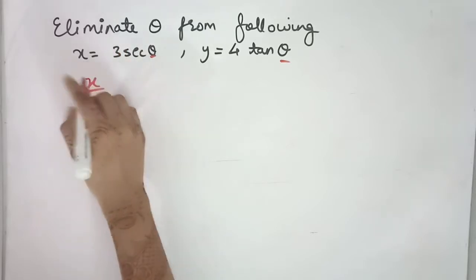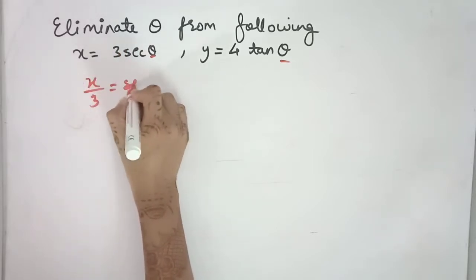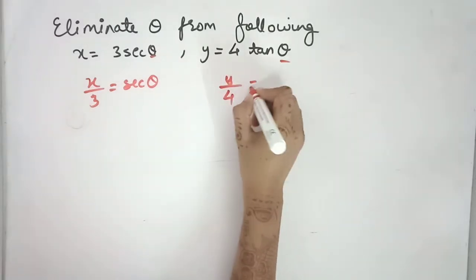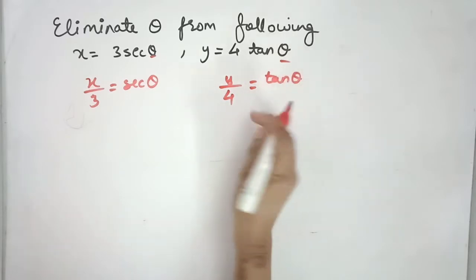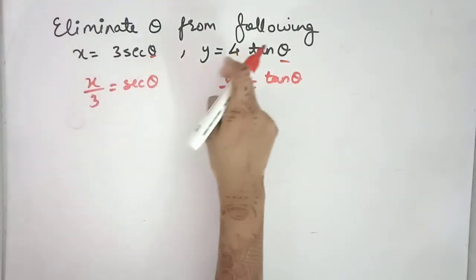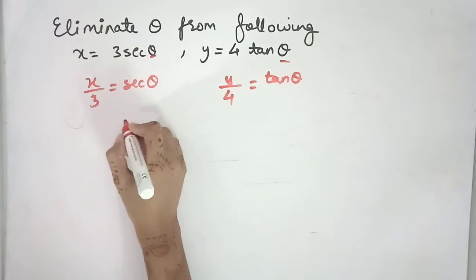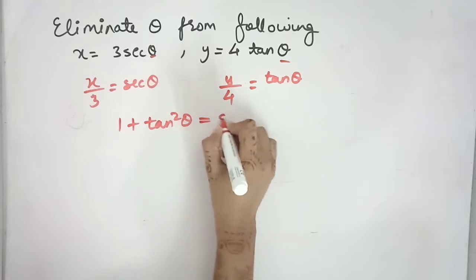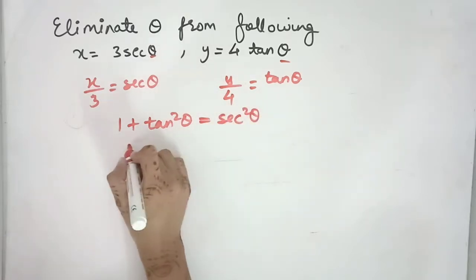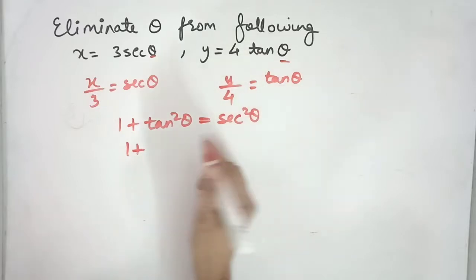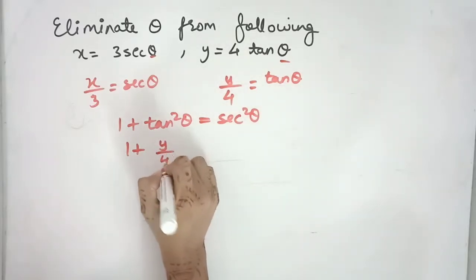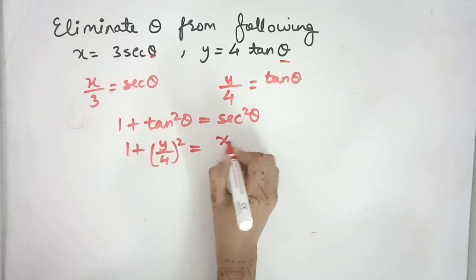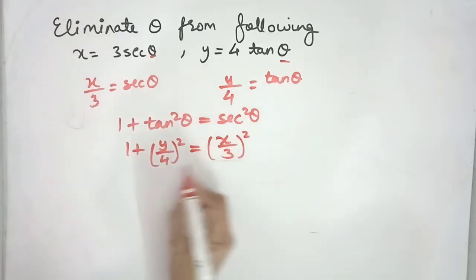This will be x upon 3 is equal to sec theta. Similarly, y upon 4 is equal to tan theta. Now we know the identity: 1 plus tan square theta is equal to sec square theta. 1 plus, we have the value of tan square theta as (y upon 4) whole square, and the value of sec square theta is (x upon 3) whole square.